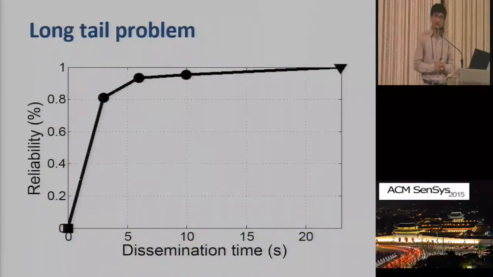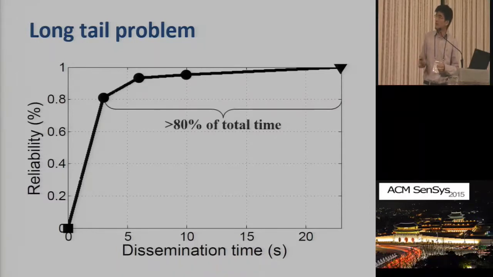Let's see the performance of Splash. We do the experiment on Indriya with almost 100 nodes. The y-axis is the reliability of the network, and the x-axis is the dissemination time. As we see, Splash has a long tail problem.